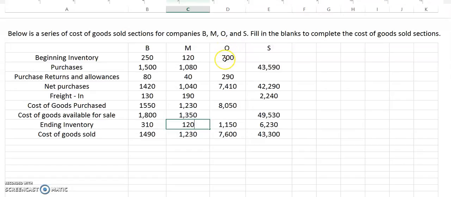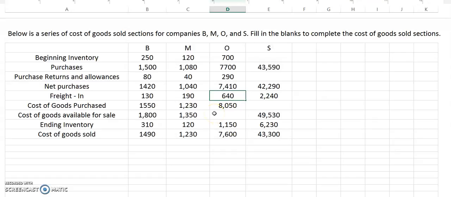Beginning inventory here is $700. Purchases will be figured out by adding the net purchases and the purchase returns and allowances, giving us $7,700. Now we need to figure out the freight-in value. To figure this out, we need to take the cost of goods purchased and the net purchases and take the difference from that. That is $640.